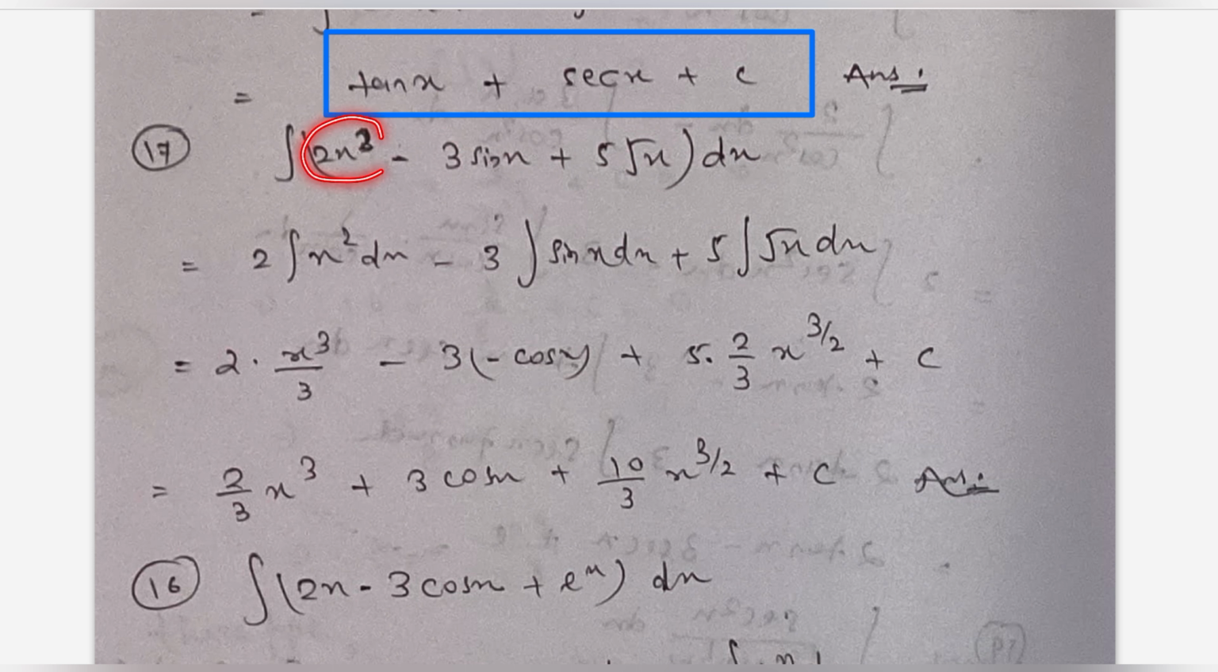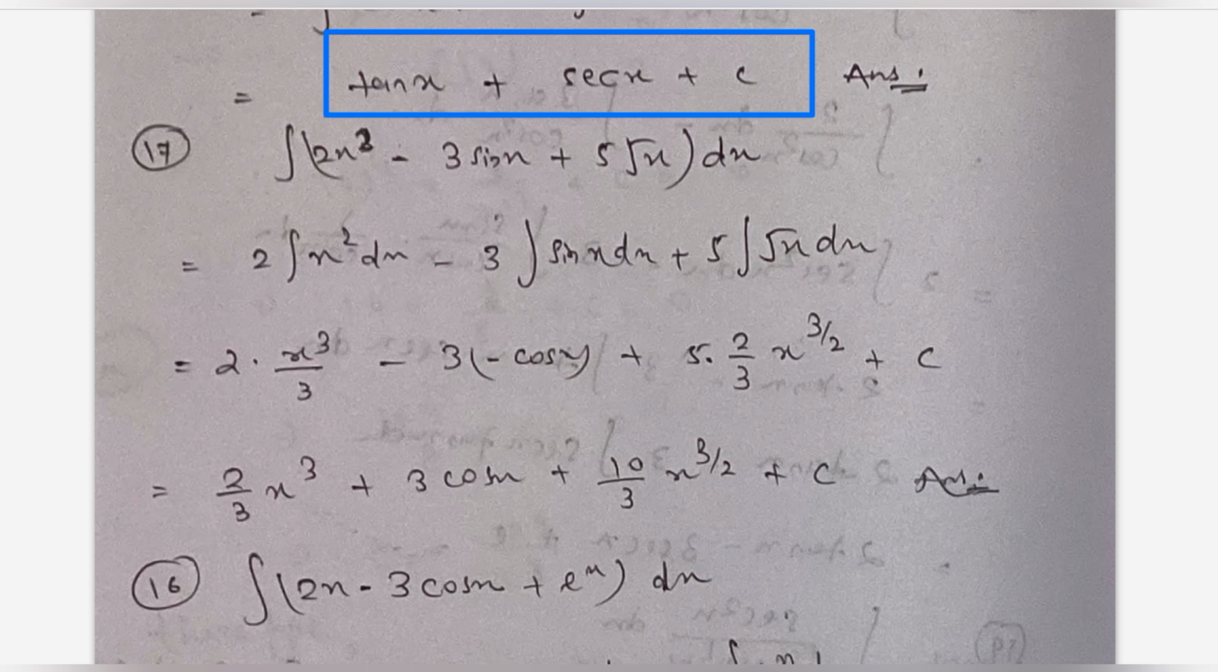So we will separate this term 2x square. In this, 2 is the constant, so we can just take it out. So we have 2 integration x square. And then similarly 3 is the constant, sin x integration, and after that 5 is the constant, and then root x integration.